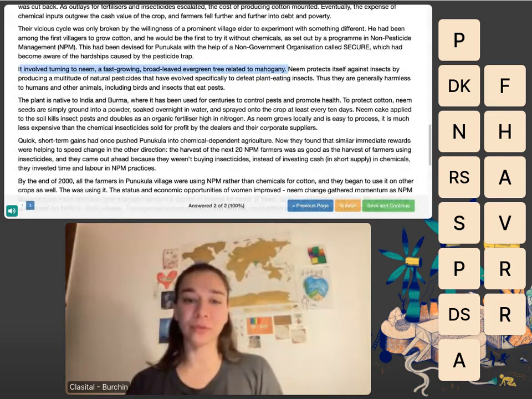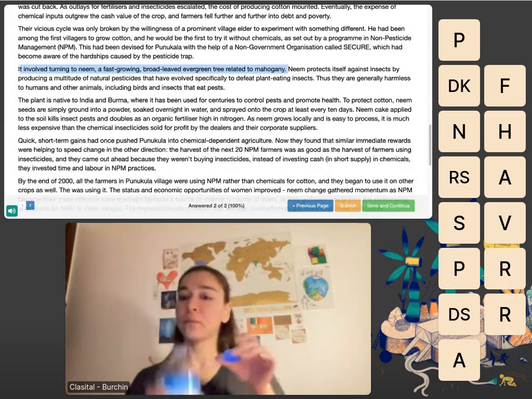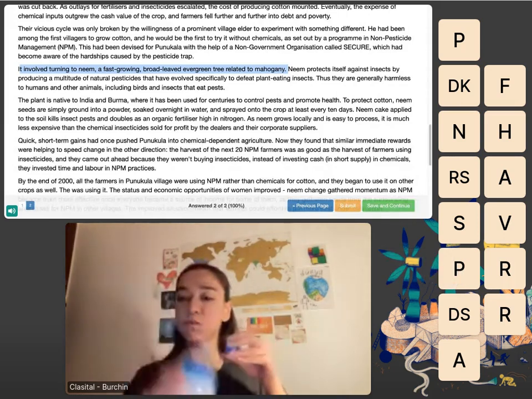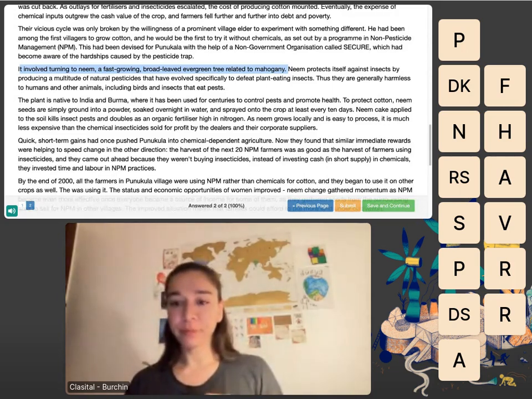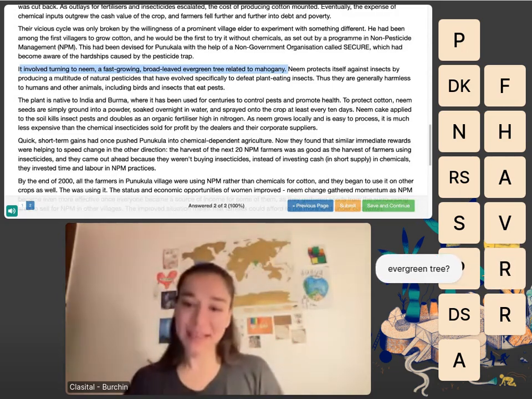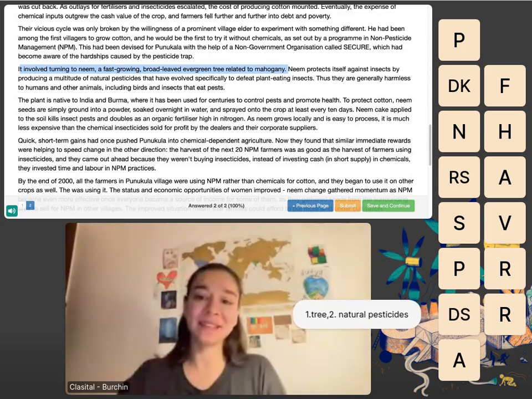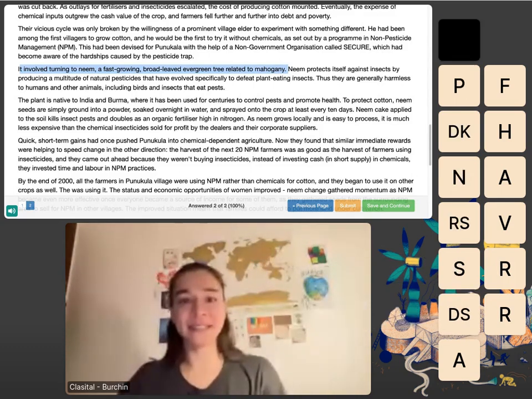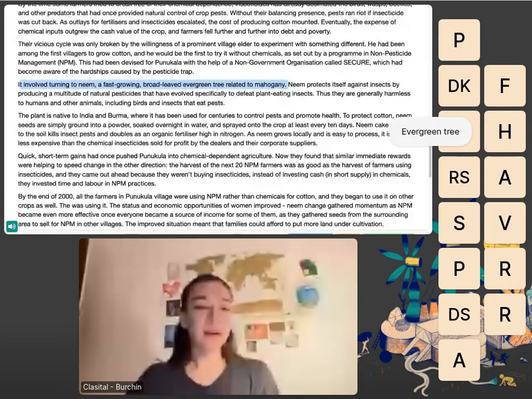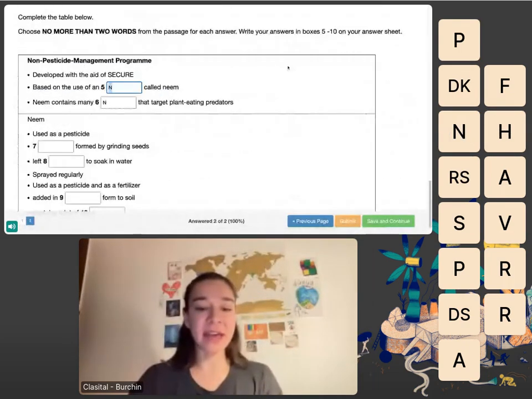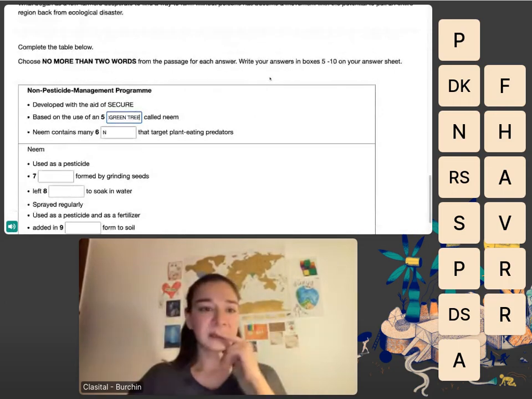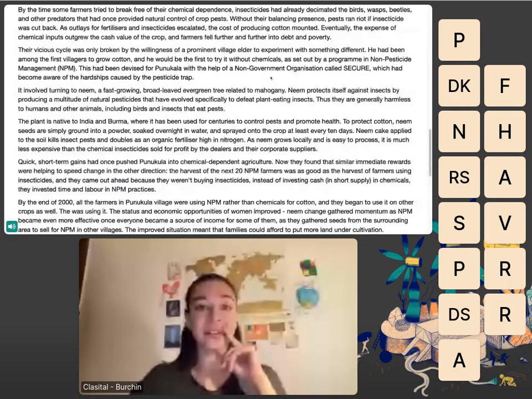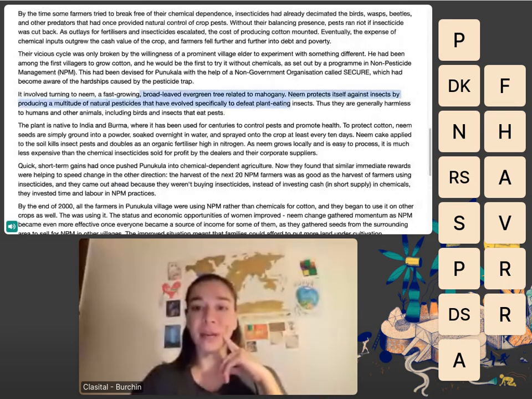You can use two words too. What tree? You can use two words here. Yes, like the evergreen tree and, yes. Let me write them. Because based on the use of an evergreen tree. It's okay. You can write it with capital letters too. The third, fast-growing, broad-leaved evergreen tree related to mahogany.